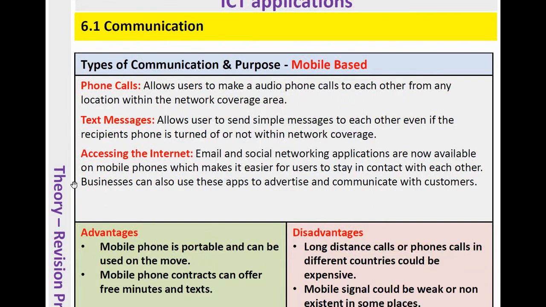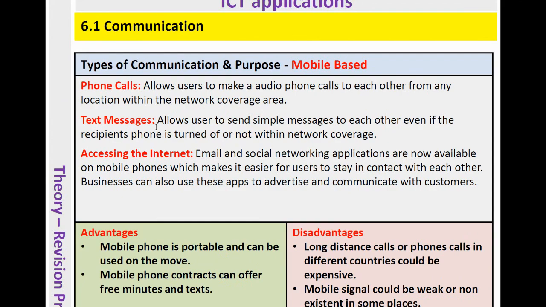And finally, let's look at mobile-based methods of communication. So maybe a bank, for example, may want to make use of phone calls or text messages. So, for example, banks, if you make a purchase, you make a transfer of money, you'll always receive a simple message just to confirm what you've done. So the phone calls obviously allow you to make audio phone calls to each other from any location. I'll keep it to the school example. So maybe someone's absent from school, someone's child. The school may call home to find out the reason for the absence.